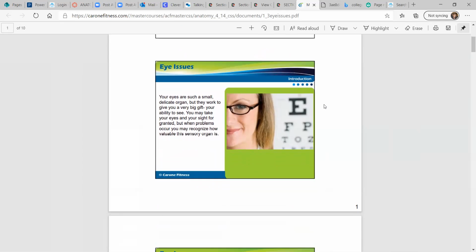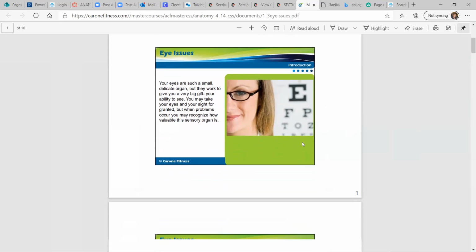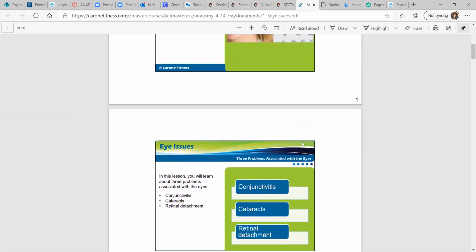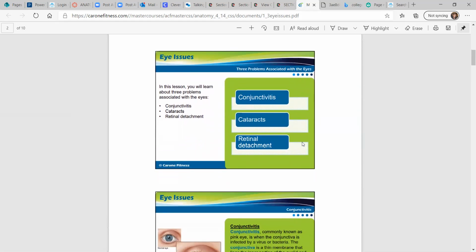They're so small and delicate, and they give you sight. They allow you to see. But when problems do occur, you kind of get a sense for how important sight can be and how much we rely on sight. In this lesson, you will learn about 3 problems associated with the eye.